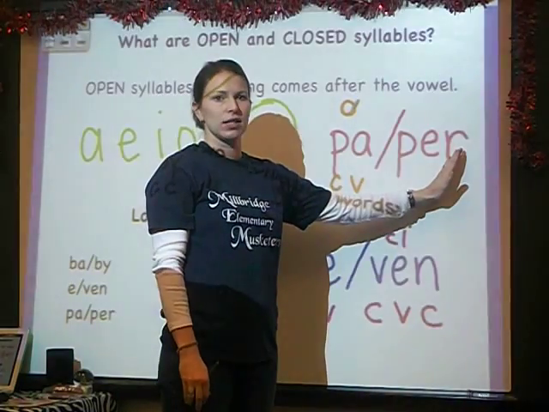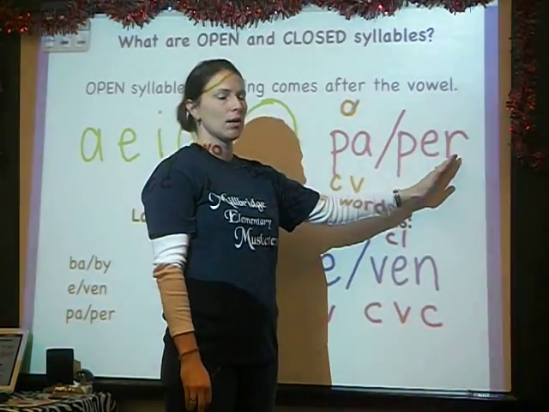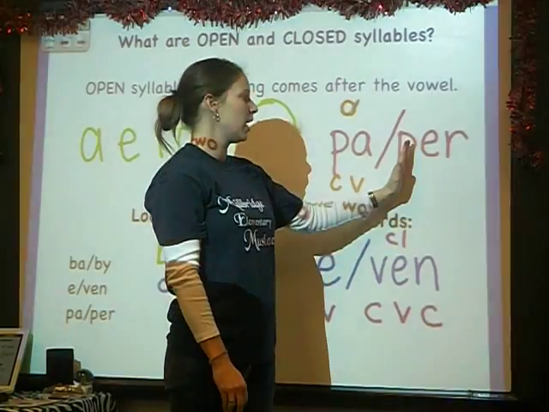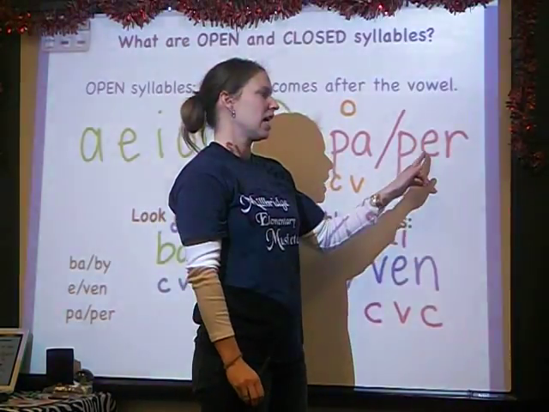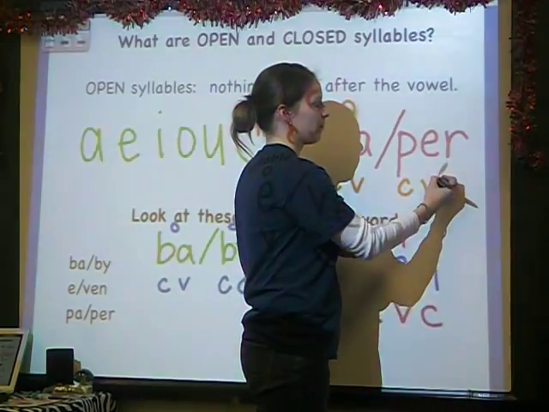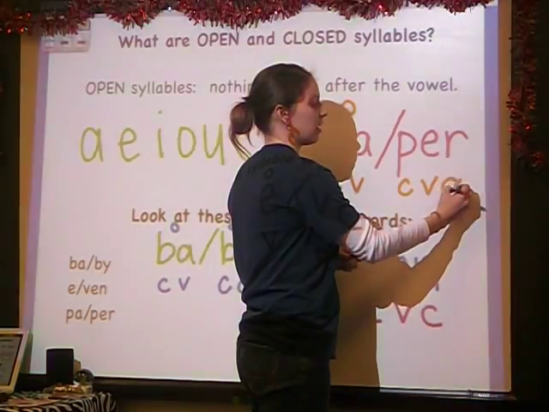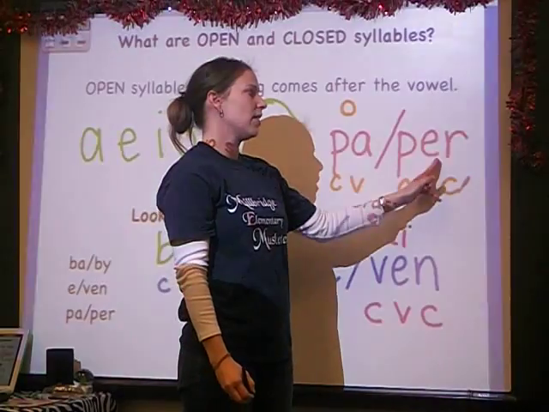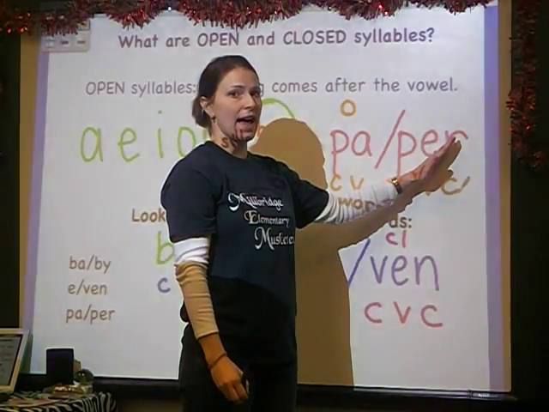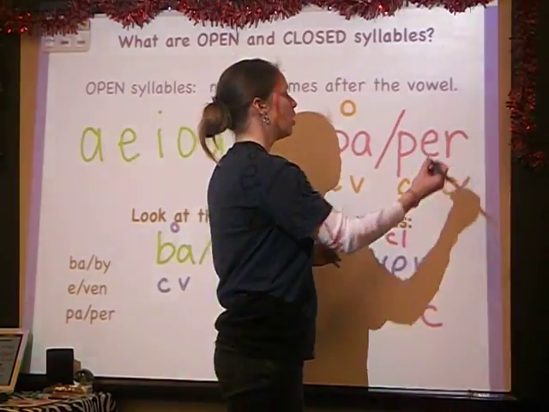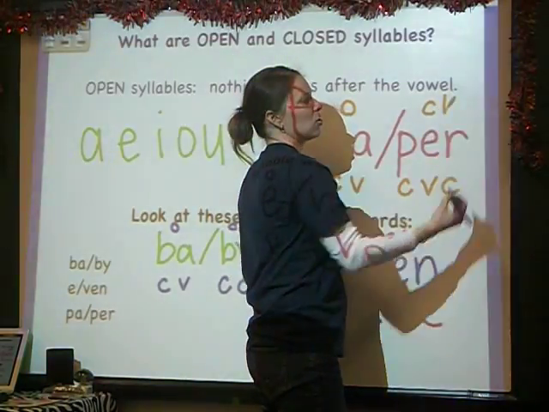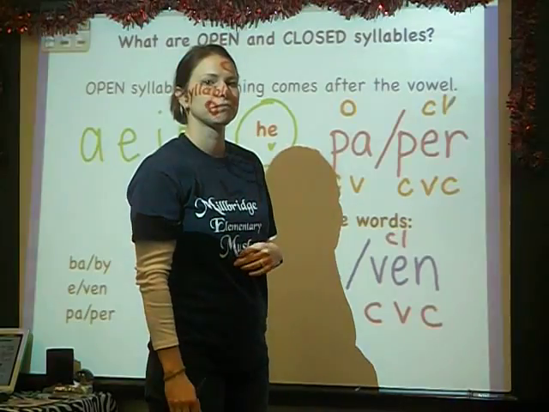The second syllable is per. P is a consonant. E is a vowel. And R is a consonant. So here you can see that there is something after that vowel. So it's not open. It's kind of closed off, isn't it? So that makes it CL, which stands for closed.